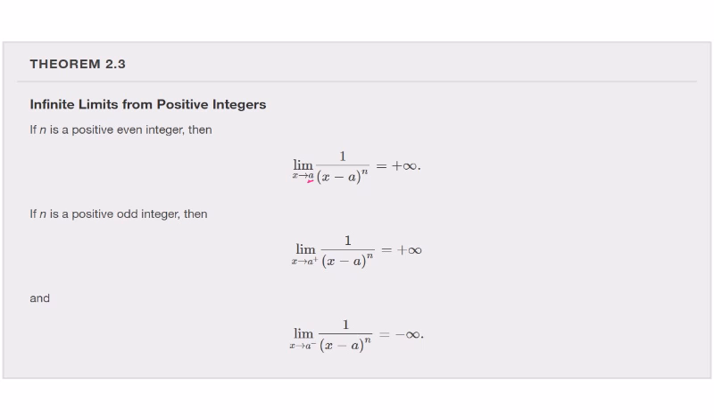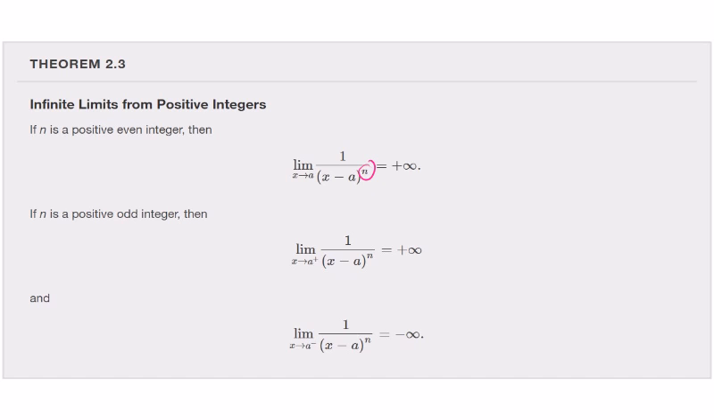So as x approaches a, what's going to happen is this value, if you have x equal to a, that will give you a 0, right? Like 3 minus 3 would be 0, 5 minus 5 would be 0, etc. And so as you get closer and closer to a, this value is going to get closer and closer to 0, like we saw in the last problems, right?